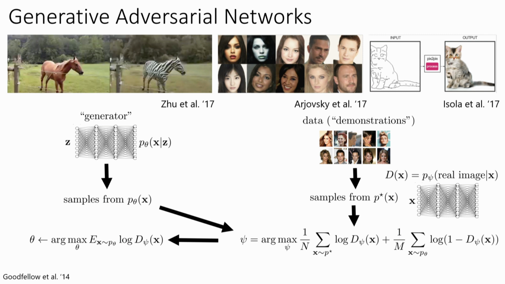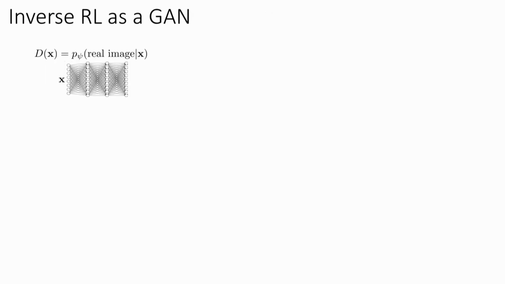In fact, this similarity is not just superficial, it can actually be made exact. So inverse reinforcement learning can actually be interpreted as a generative adversarial network where we have a particular choice for the discriminator. In particular, the discriminator needs to contain a reward function inside of it. So here's how we can interpret inverse RL as a GAN.